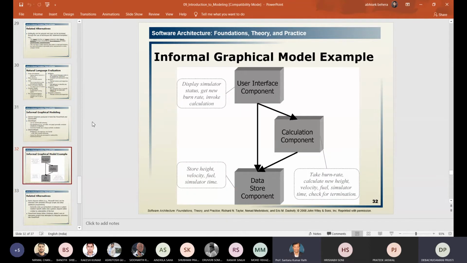Now, three components you can check: the data store, the calculation and the user interface. Here, the data store will store the height, velocity, fuel and simulation time. The calculation component will take the burn rate, calculate new height, velocity, fuel, simulator time and check for termination. Then the user interface will display the simulation data status, get a new burn rate and invoke the calculation.